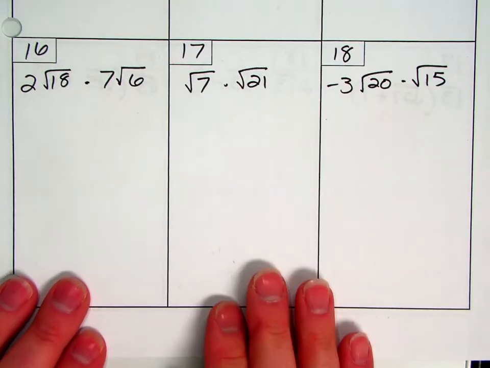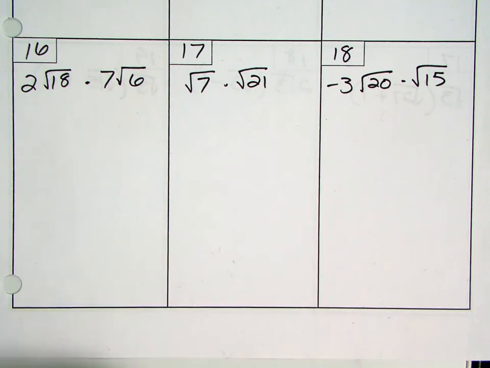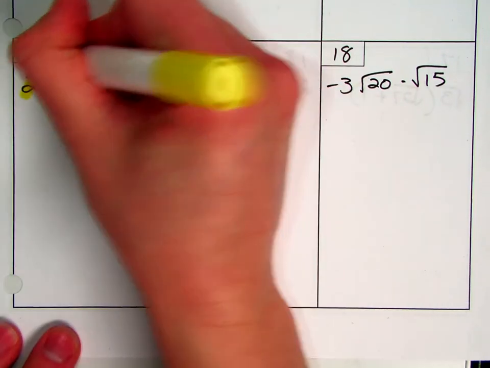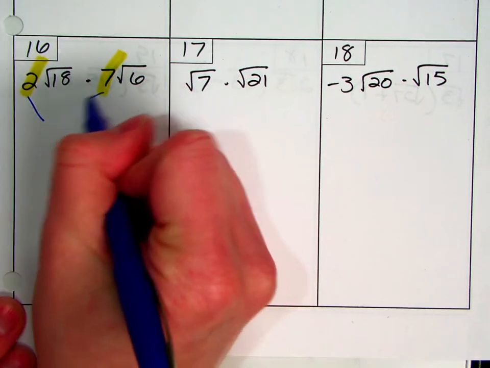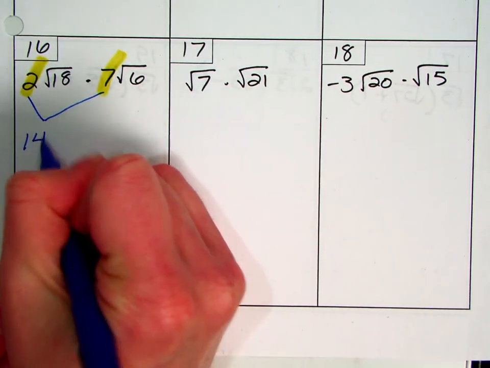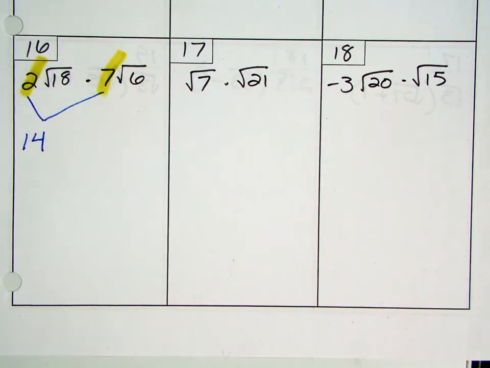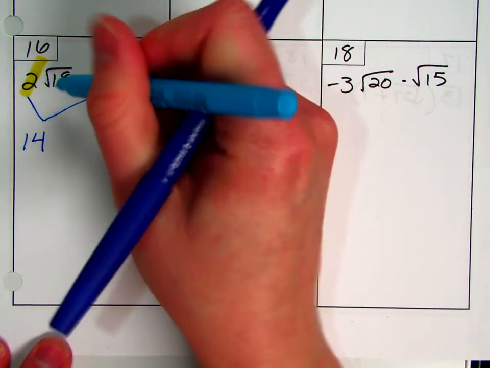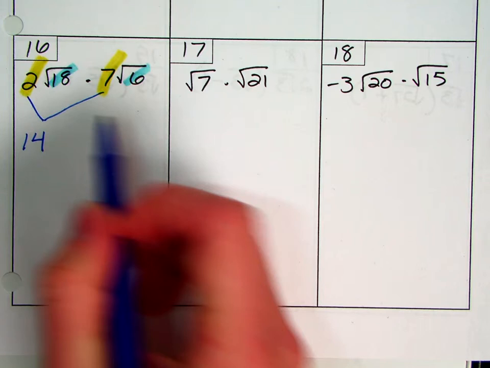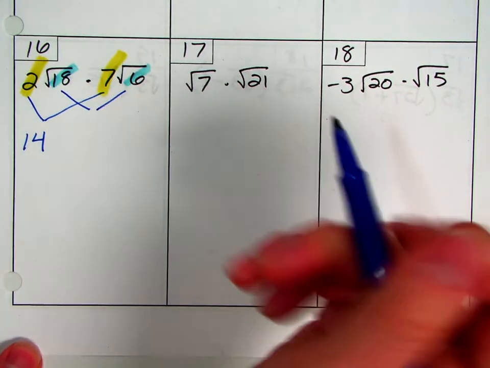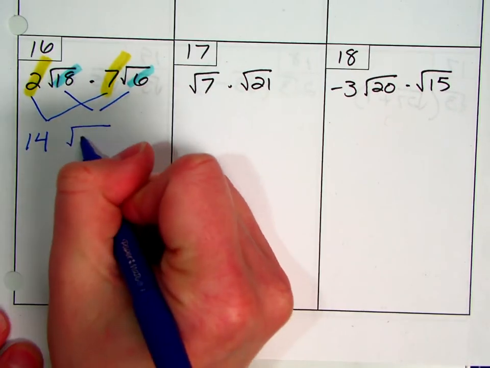Okay, so let's look at 16, 17, and 18. For 16, the first one, there are actually two numbers outside of the radical. So we're going to go ahead and multiply those two together. 2 times 7 is 14. There are also two numbers that are inside the radical. So again, because it's multiplication, we'll multiply those together. 18 times 6 would be 108, so it's the square root of 108.